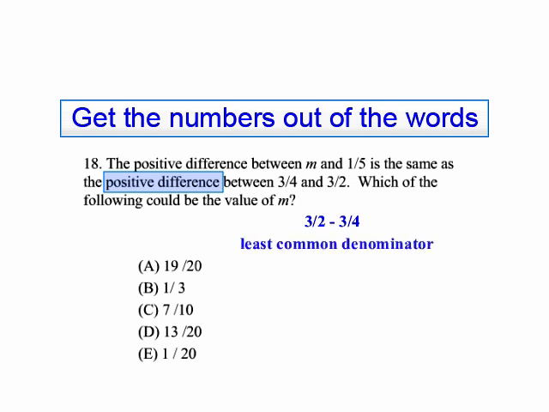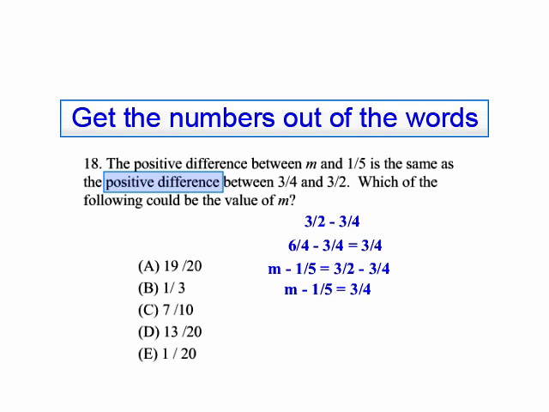Okay, we want least common denominator, which would be 4. So we have 6/4 minus 3/4. So the distance between 3/2 and 3/4 is 3/4. So we fit that in our equation where we say m minus 1/5, the distance between m and 1/5, equals 3/4. Adding 1/5 to both sides, we have m equals 3/4 plus 1/5.